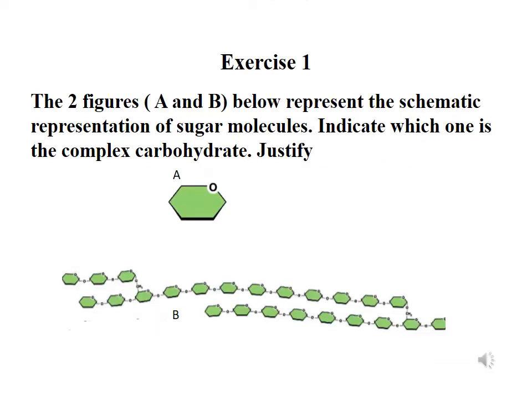Now, I want you to pause this video and try to evaluate yourself. The two figures A and B below represent the schematic representation of sugar molecules. Indicate which one is the complex carbohydrate, justified. To answer such a question, observe the number of sugar molecules in both figures, A and B. In A, there is only one sugar molecule. However, in B, there are many sugar molecules linked to each other. So which one of these two is the complex carbohydrate?